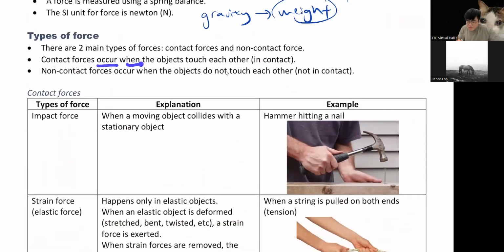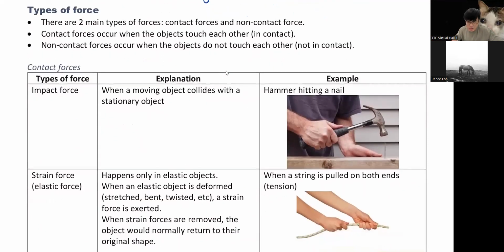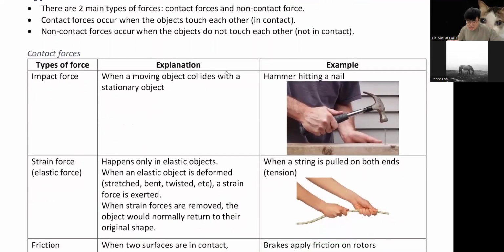Contact forces occur when objects touch each other 啊，当有动到有 in contact 这是 contact force 咯。And then non-contact forces occur when objects do not touch each other. So 没有 contact 就是 non-contact force. Okay, so 你的车去撞另外一辆车 that's a contact force. Okay, if you use a trolley, let's say you're shopping, your trolley going to bang another trolley, that's a contact force. So you have all these types of contact forces here, really easy.